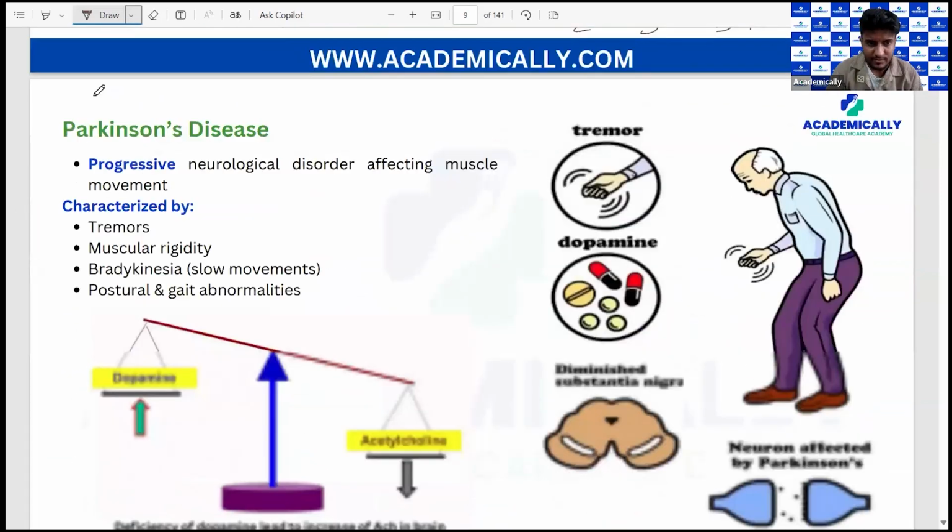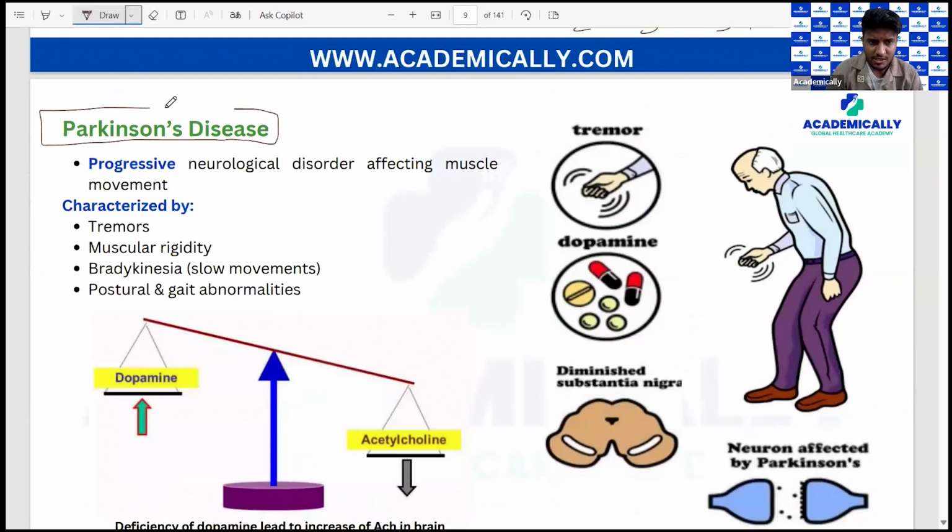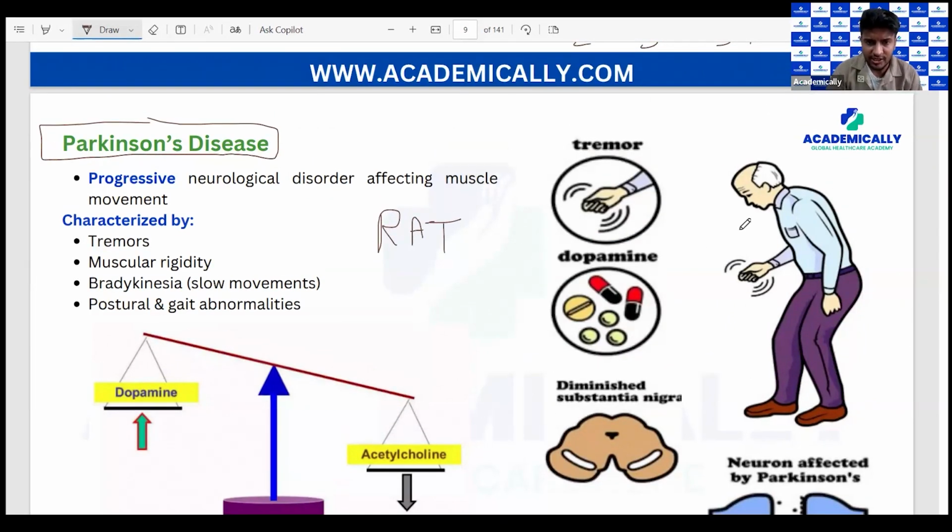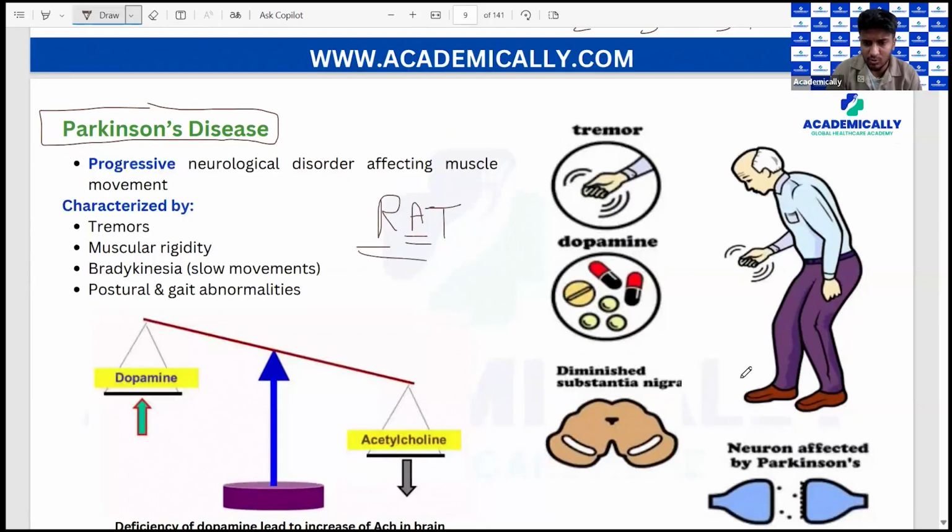Now let's start. What are we going to start with? Parkinson's disease. In Parkinson's disease, remember RAT: rigidity, akinesia and tremor. Rigidity: the person becomes rigid, the posture of the person is a bit rigid. Akinesia: muscular movements become restricted. And tremors: the hands start shaking. So rigidity, tremor and akinesia, and bradykinesia, slower movement and abnormal movement.